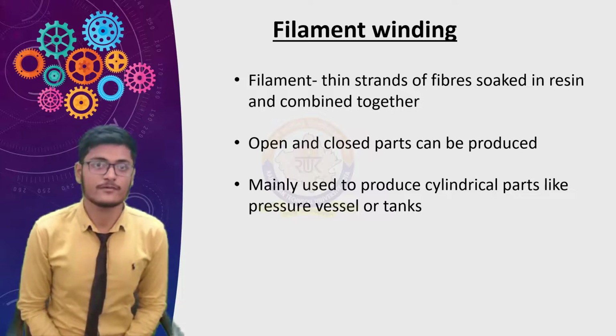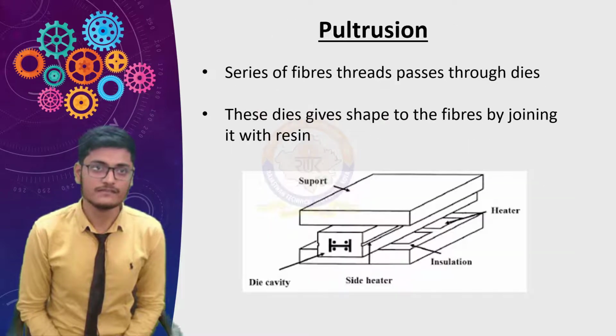Due to the use of long fibers in the production process, the strength that it provides to the final product is very high. So from this manufacturing technique, mainly cylindrical parts are produced, like pressure vessels for keeping gases at very high pressure. Moreover, other open and closed cylindrical parts can also be manufactured from this process.